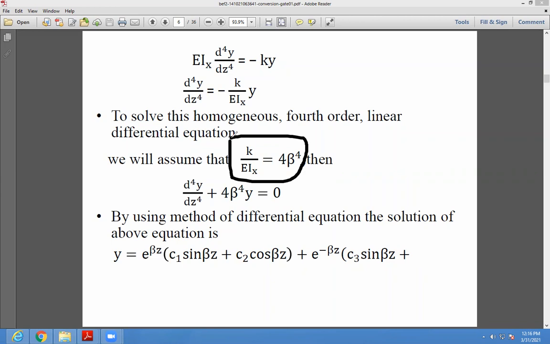So we require the value of beta. So write down K by EI is equal to 4 into beta raised to 4. So beta is equal to fourth root of K divided by 4 EI.